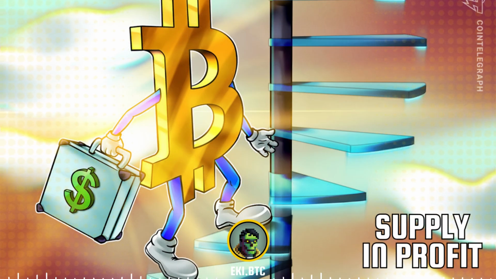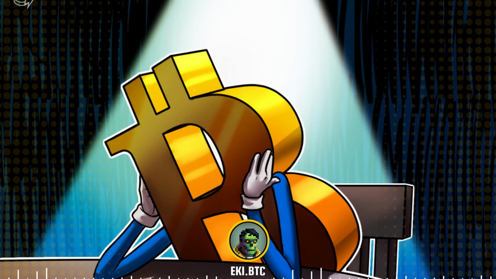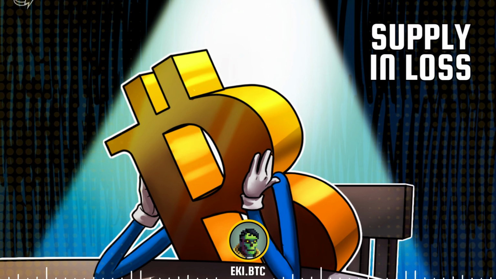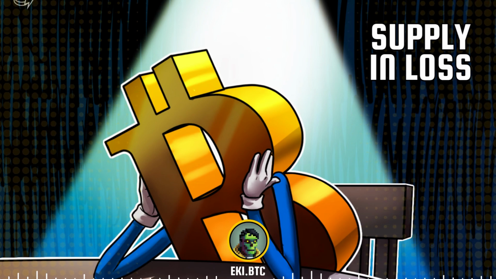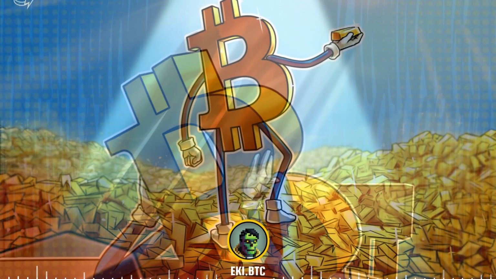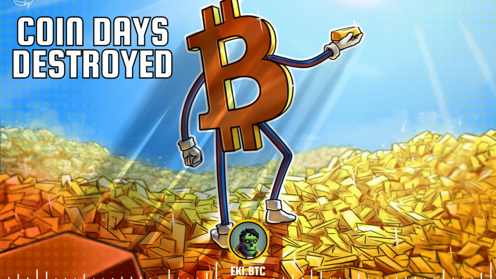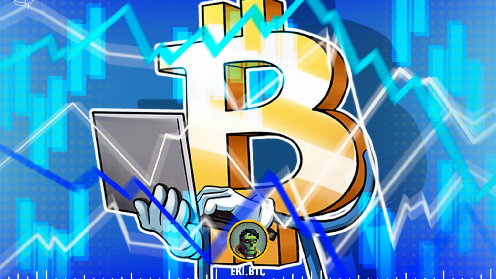Supply and profit tells us what percentage of Bitcoin holders are currently making money on their investment. Supply and loss shows how many investors are underwater, helping us understand the level of pain in the market. Coin days destroyed reveals when Bitcoin that has remained dormant for long periods suddenly begins moving again.